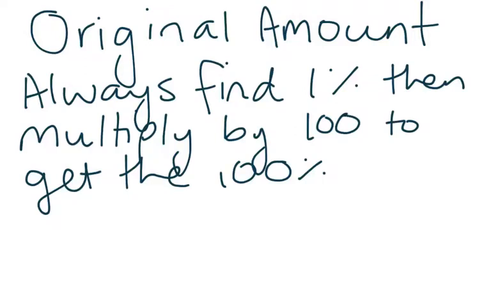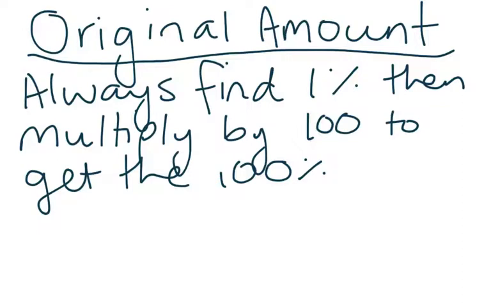Okay, so with original amount, that's finding what you started with. Something might have been increased by 10%, so then that's 110% of the original. It might have been decreased by 25%, so you've got 75% of the original, and you need to know what it actually started as.